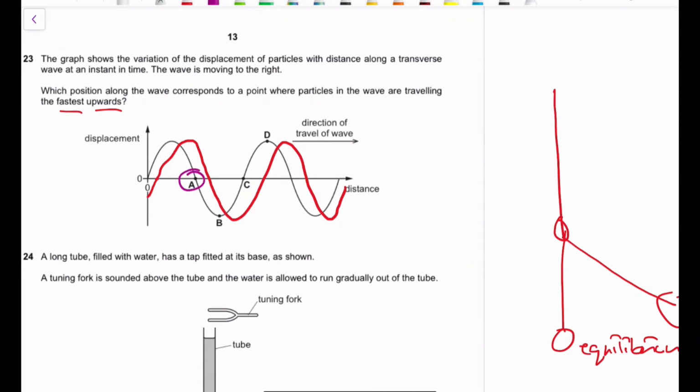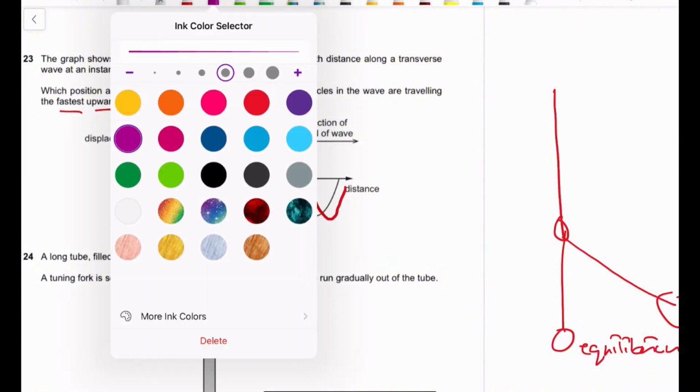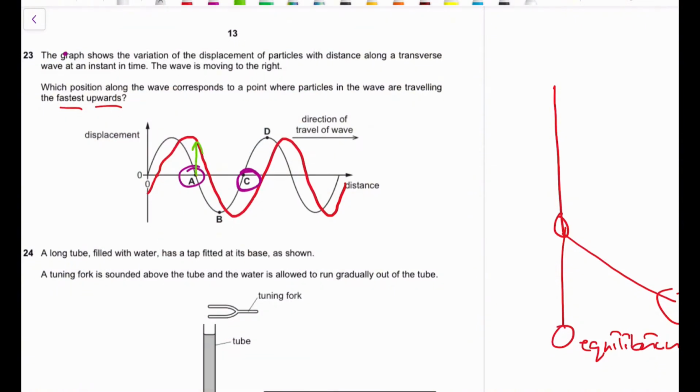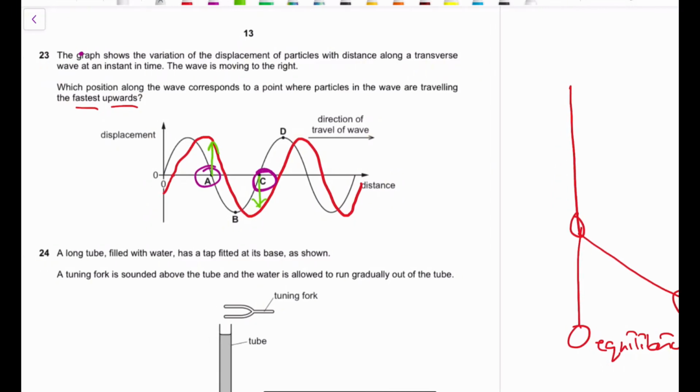So basically we need to consider A or C. B and D are obviously going to be wrong. And from A and C, which one of these two is moving up? You can easily see that it's A that is moving up. Why? Because C is going to be moving down, since I've drawn the next screenshot of the wave. That has helped me decide whether the answer is A or C. So from this question, our answer is going to be A.